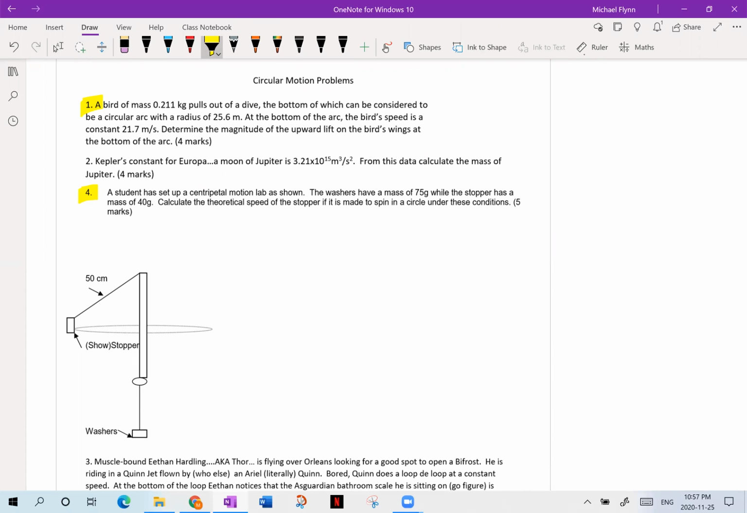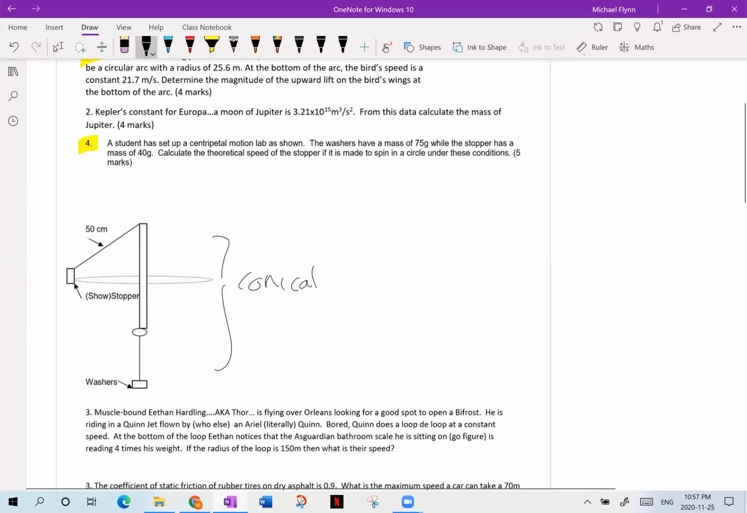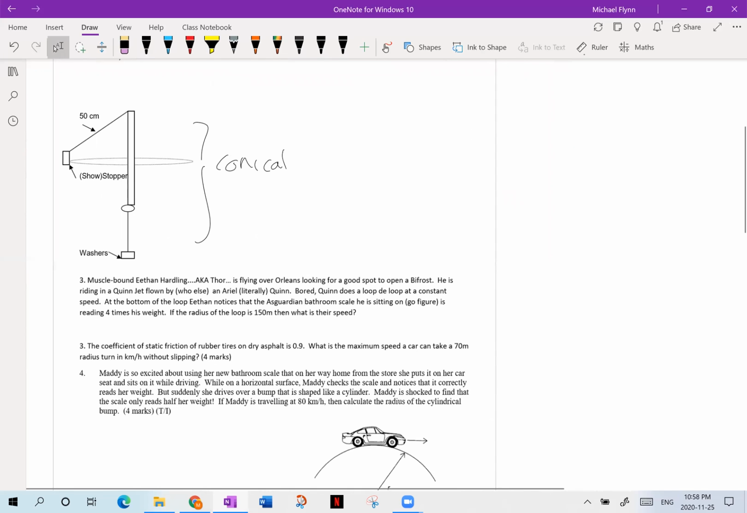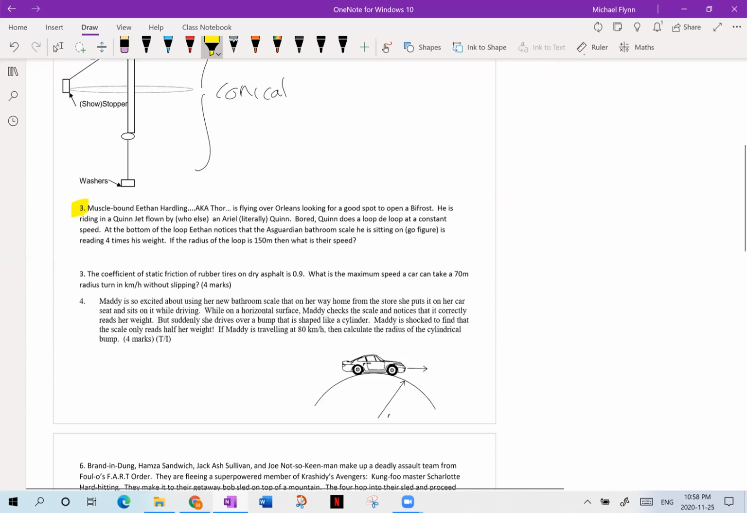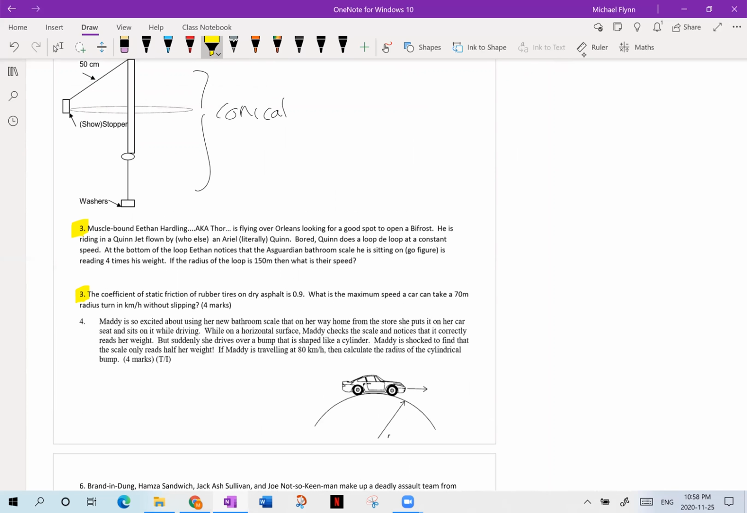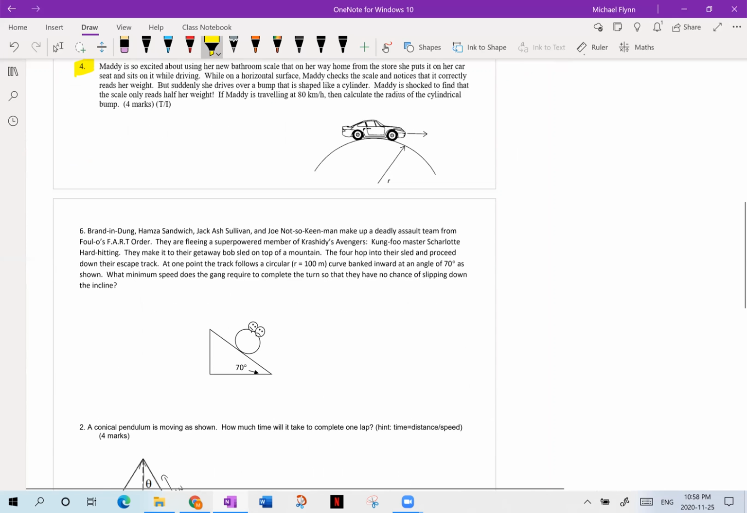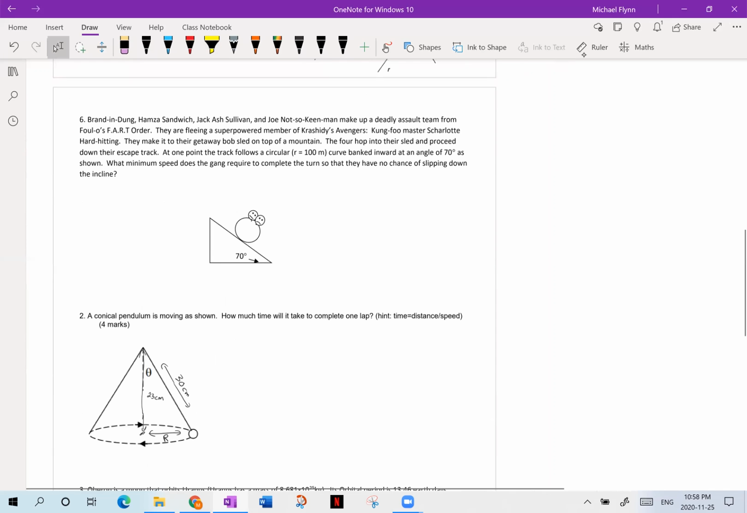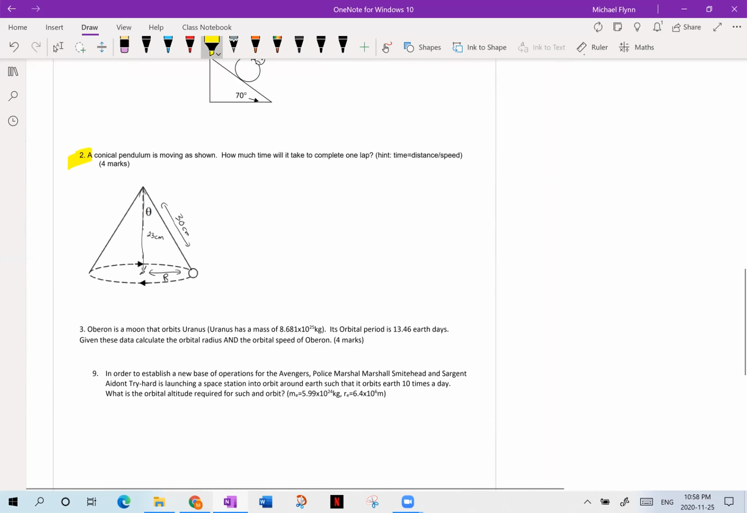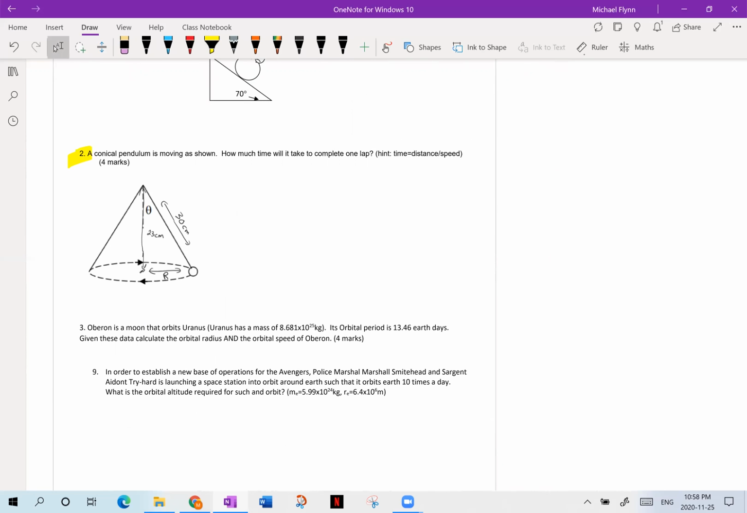Okay, so this is based on a lab that we sometimes do. I'll show you that lab, but you can give this one a try. This is a conical pendulum. All right, try number 3. The second number 3. Number 4. Don't do the banked curve yet, but you can do the conical pendulum, that number 2 down there. And that's all. I don't want you to do the other ones.